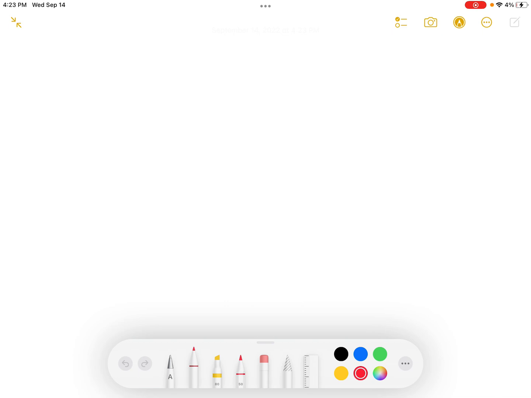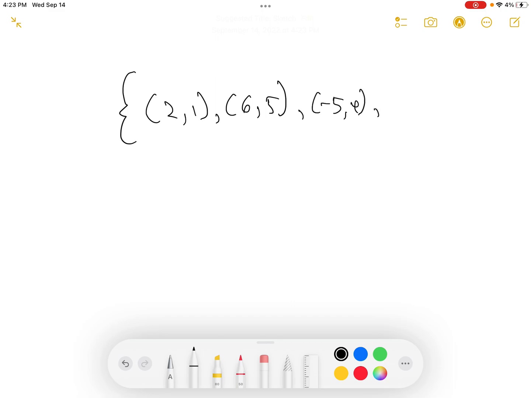Okay, let's look at something like this. These ones are not too bad once you know what you're looking at. And let's just put another 6 in there.